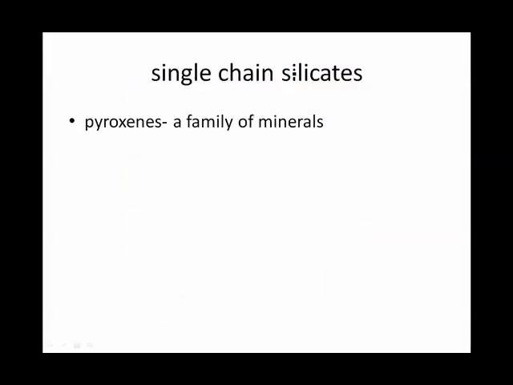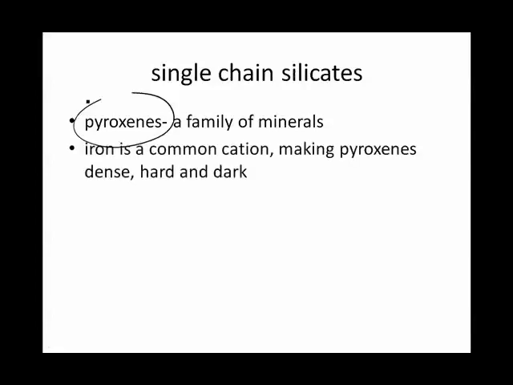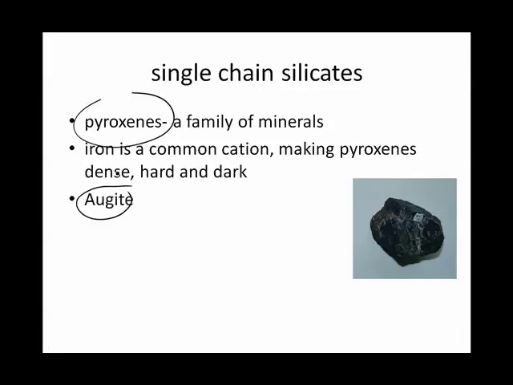One example of a single-chain silicate is the family of minerals called the pyroxenes. Pyroxenes tend to contain iron as a cation, making pyroxenes very dense, hard, and dark. A very common pyroxene that we'll be seeing a lot of is augite. Augite is this rather boring black rock with definite cleavage planes that is found in basalt. As you can see, its formula gets a little more complicated.